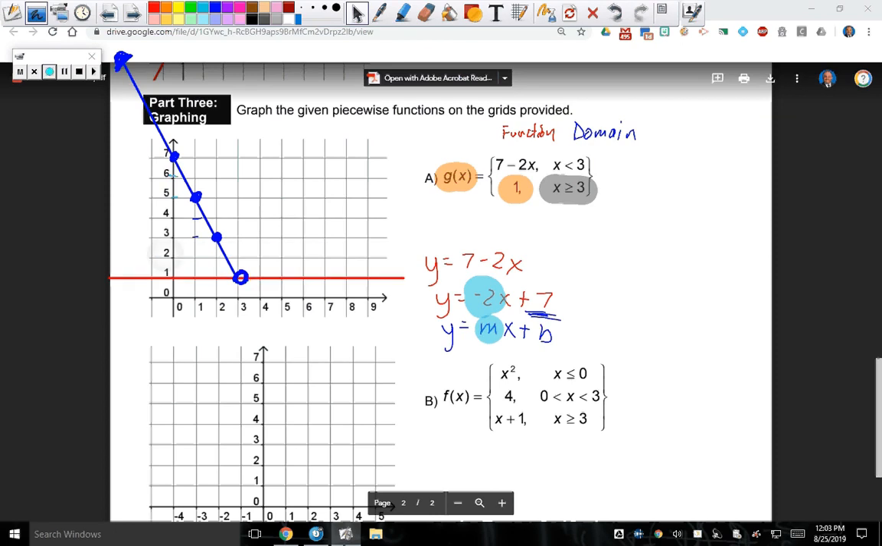So here's y is equal to 1. But we're only going to do x is greater than or equal to 3. So I'm going to restrict this where x is greater than or equal to 3. So it would start here, and it's going to be colored in because that's where it starts, and it'll go everything to the right. Okay? We just did that part here.